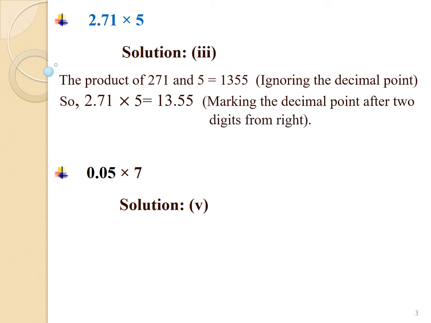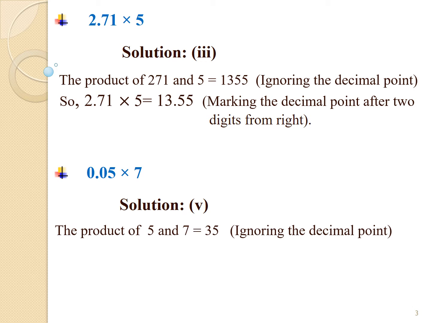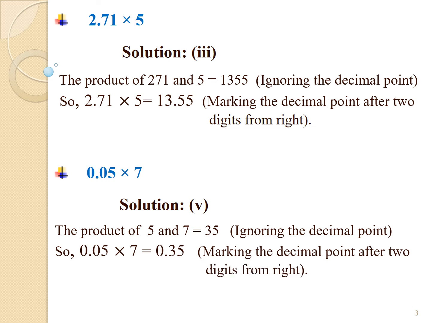Now, let us solve sum number 5. 0.05 into 7. First, multiplying 5 by 7 as a whole number by ignoring the decimal point, we get 35. Now, placing the decimal point after 2 digits from the right, we get 0.35. Thus, 0.05 into 7 is 0.35. Students, solve the remaining sums by yourself.